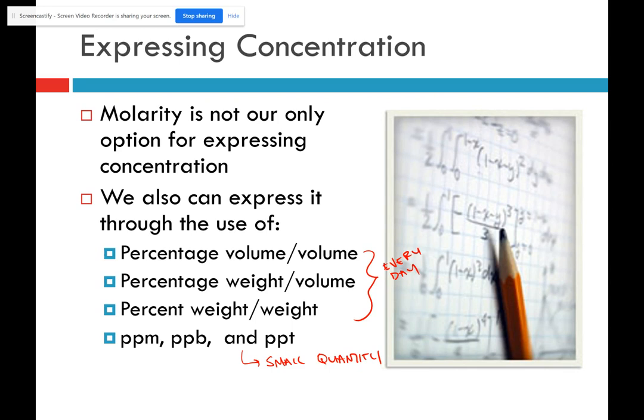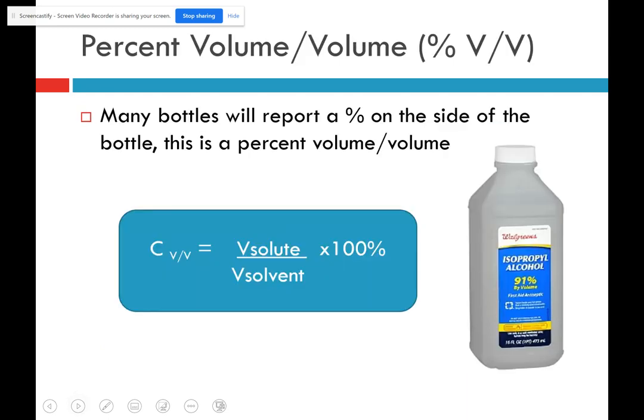Just like you wouldn't measure the width of your hair in kilometers, doesn't make sense. These we would use in much smaller quantities, okay? So all these formulas are going to look almost exactly the same, okay? They're also very easy to use. It's just depending on whether you're looking at a volume or a mass, okay?